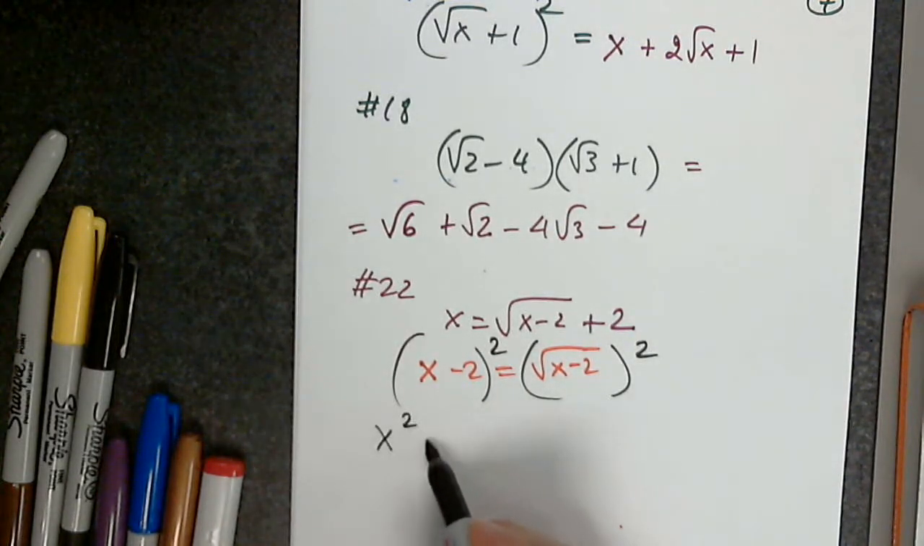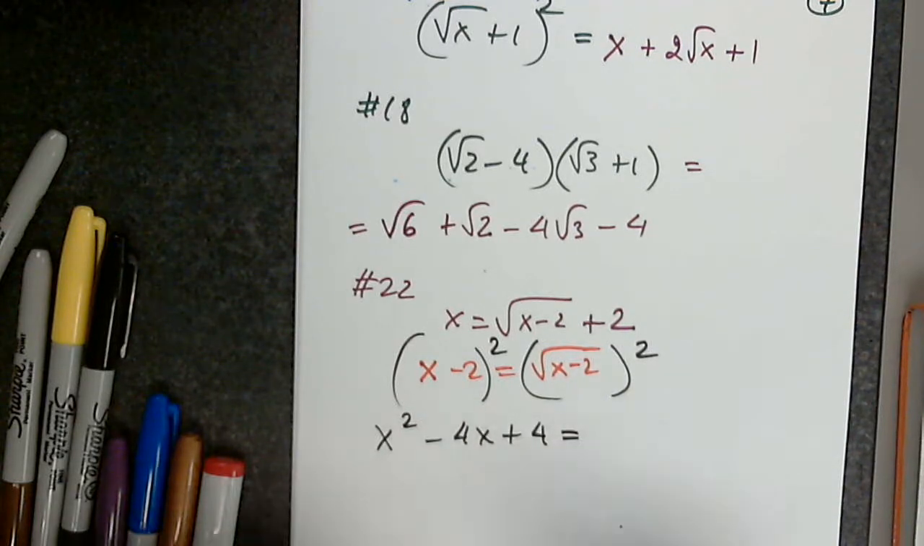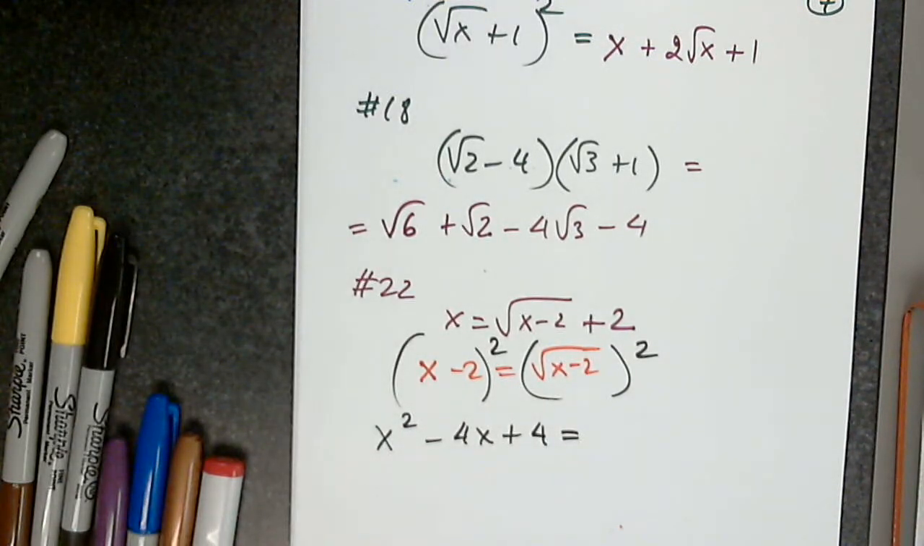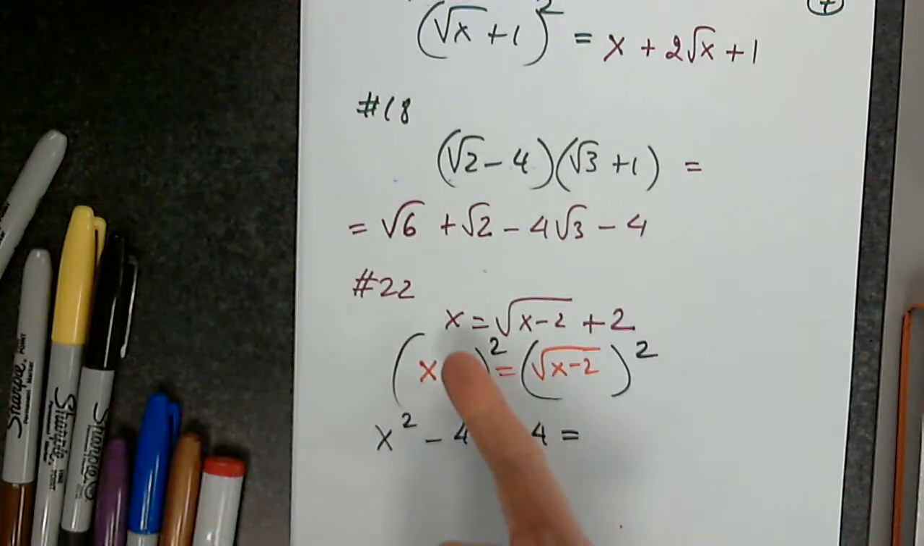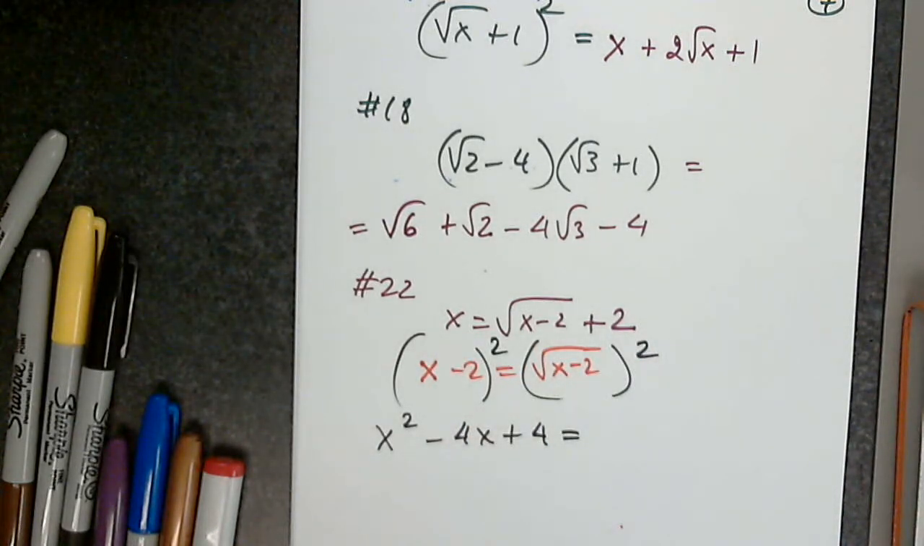X squared minus 4x plus 4. See, once you see it, you will never forget it, right? Once you understand it, once you practice it, it will click and it will stay. So, where does the plus 4 come from? From the contract. First term squared minus 2 times the first times the second plus the second term squared. Right? The right-hand side. I forgot to ask, what type of equation is this?